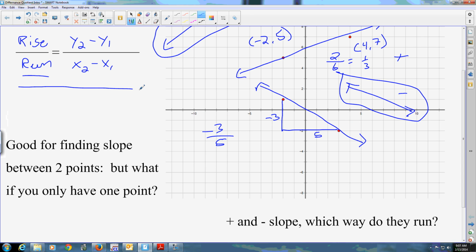This definition is good when you're finding slope on a line. When you know 2 points, this works well. You've got 2 points, you can do it. But the question I need to push you with is, what if you only have 1 point? Now you may ask, how do you have a line with only 1 point? That's one of the things we're going to talk about. Also, positive and negative slopes. Which way do they run? Well, we did that. Anything that goes down is a negative slope. Anything that goes up is a positive slope.